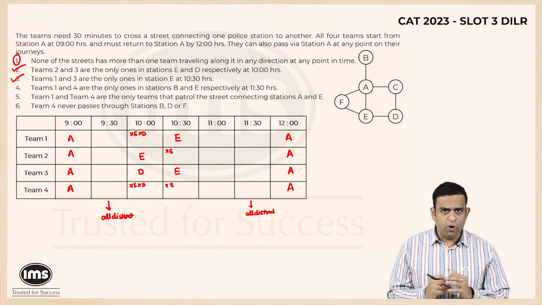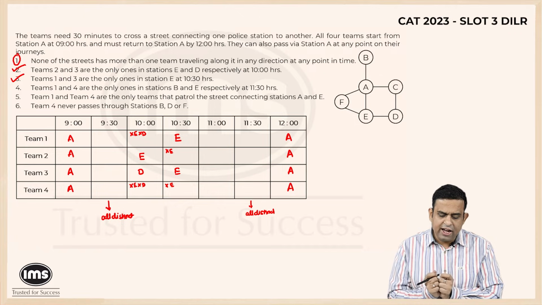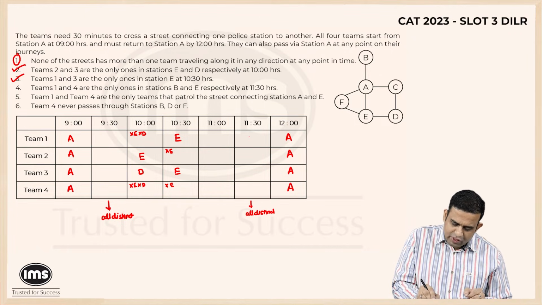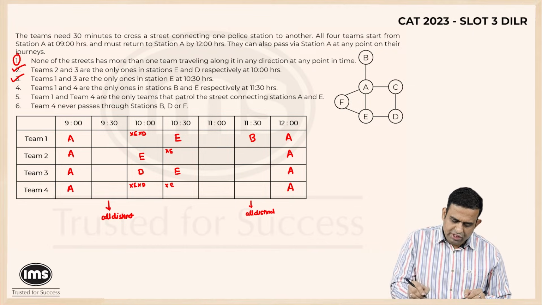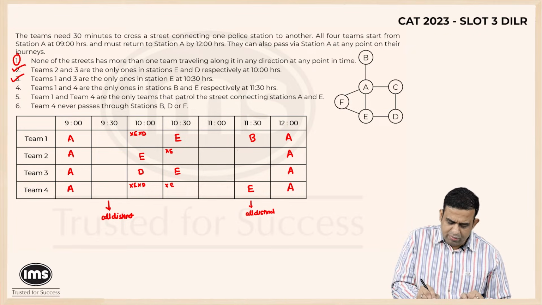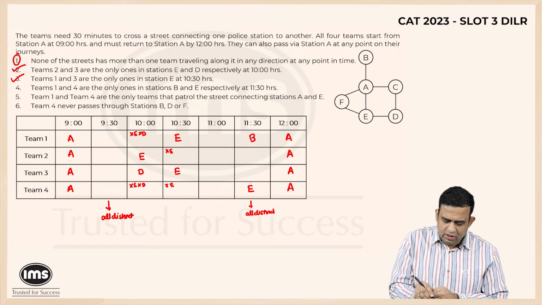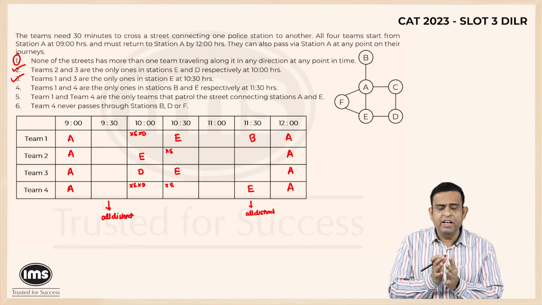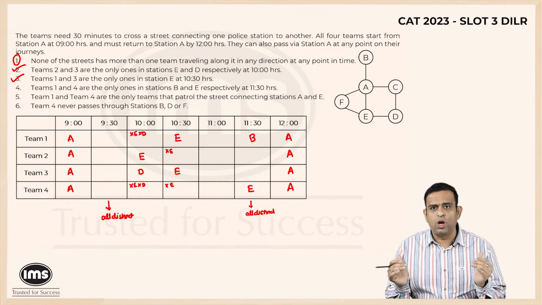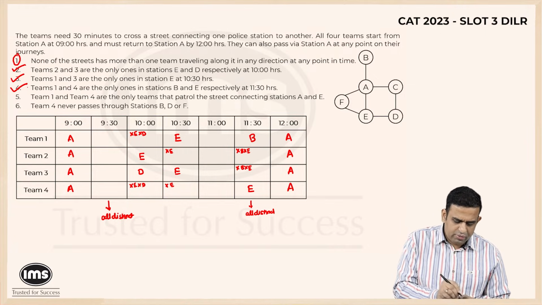Let's go ahead. Point number 4 says team 1 and team 4 are the only ones in stations B and E at 11:30. At 11:30, team number 1 was at B and team number 4 was at E. And these are the only ones, which means team number 2 and team number 3 cannot be at B or E. Please note that at 11:30 they need to be at 4 distinct stations, because at 12 o'clock all of them are going to go to station A. So this is not required here because it has to be all distinct, as already told. So we have used points number 2, 3, 4.